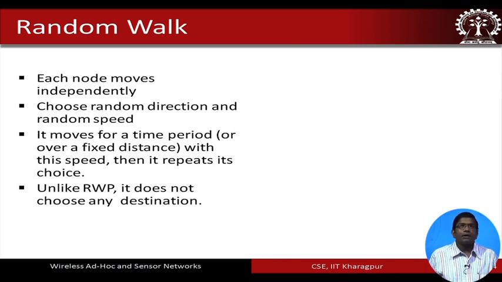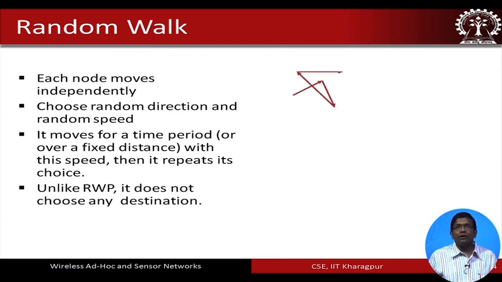Next comes the random walk mobility model. Here each node moves independently. Every node chooses a random direction and a random speed. The node moves for a time period or over a fixed distance with this speed, then it repeats its choice. These two are quite similar in functionality. However, unlike the random waypoint model, the random walk model does not choose any destination.